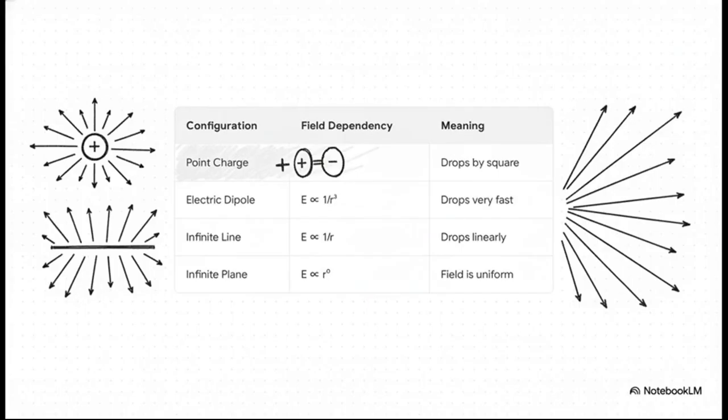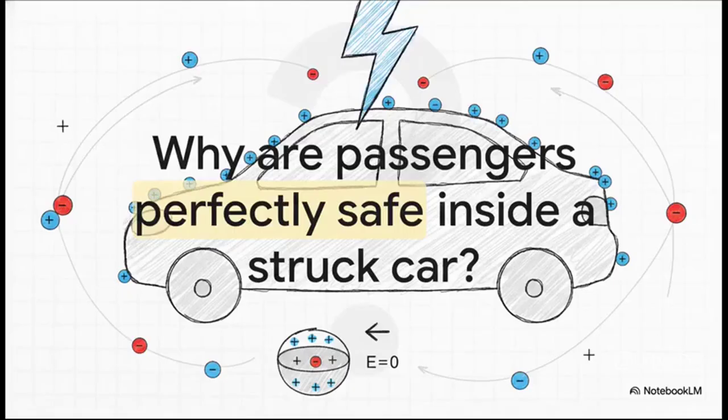How cool is that? I want to leave you with a provocative, real-world puzzle. When a metal car is struck by millions of volts of lightning, the electric field inside the cabin is exactly 0. The passengers are perfectly safe because the metal acts as a conductor in electrostatic equilibrium. The excess charge repels itself perfectly, residing entirely on the outer surface of the car.